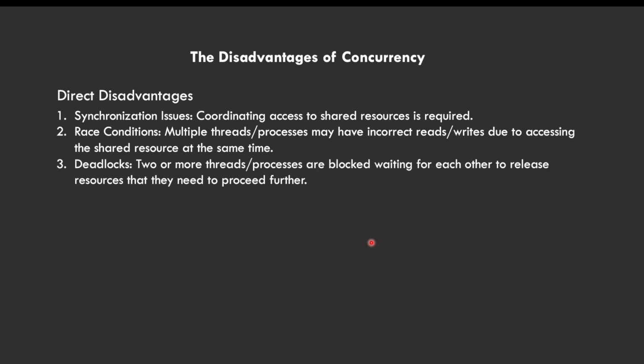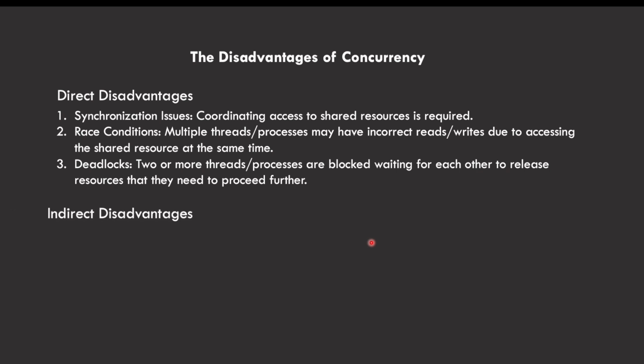Then we also have deadlocks. This is when 2 or more processes are blocked by waiting for each other's resources. Say process 1 wants something from process 2, but process 2 will only give it if it gets something from process 1. So both of them are kind of blocked on each other, right? We'll also look into this concept in better detail later. So these are the direct disadvantages of concurrency.